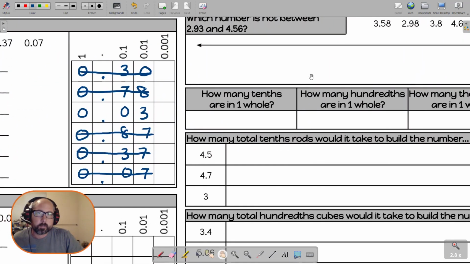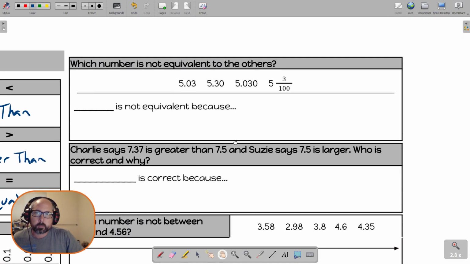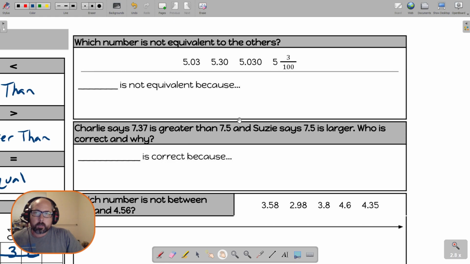All right, let's take a look at page 2. Okay, it says which number is not equivalent to the others. Not equivalent. Now, I did not give you a place value chart here. That's not going to stop us from figuring this out. Oh, look, this looks different. I bet I should circle it and move on. What do you think? I'm just going to write it here.